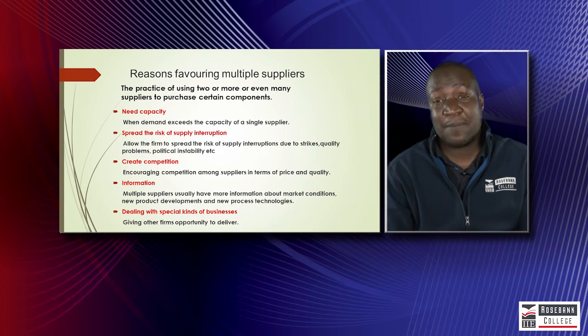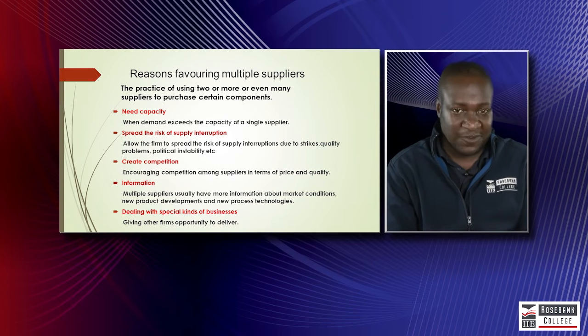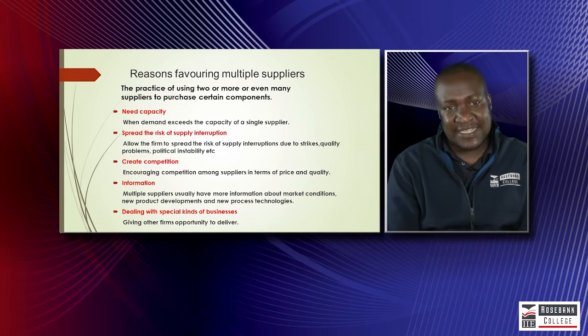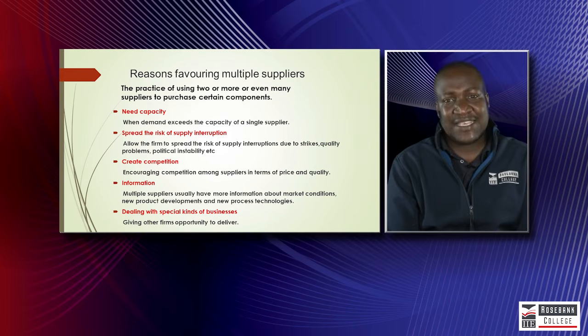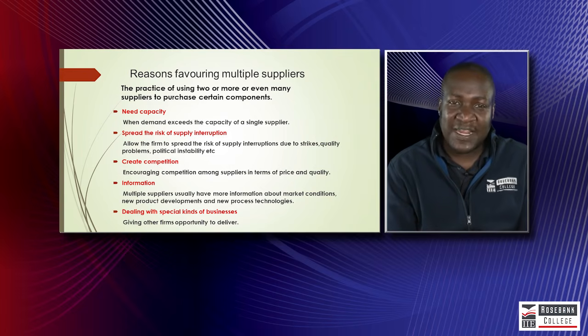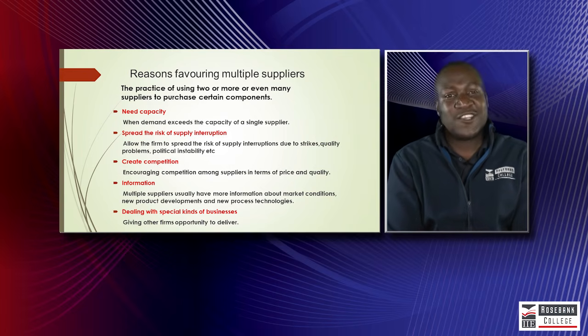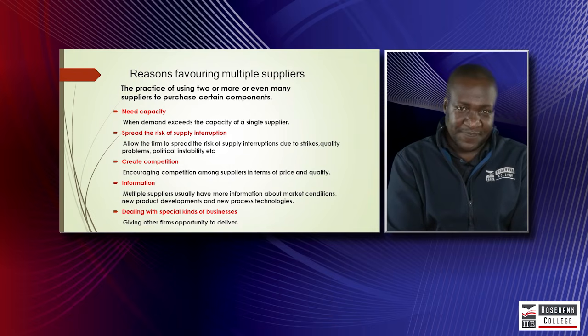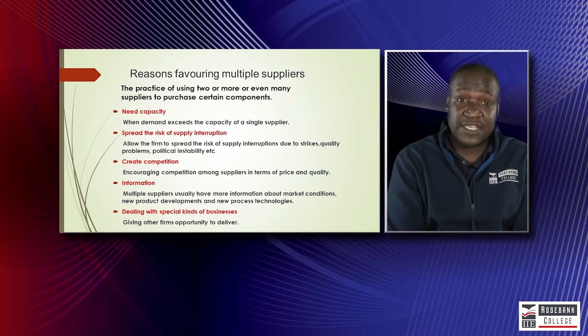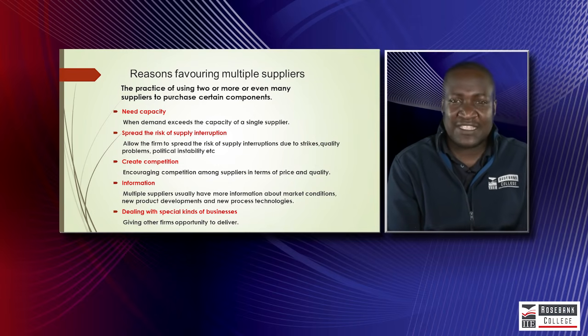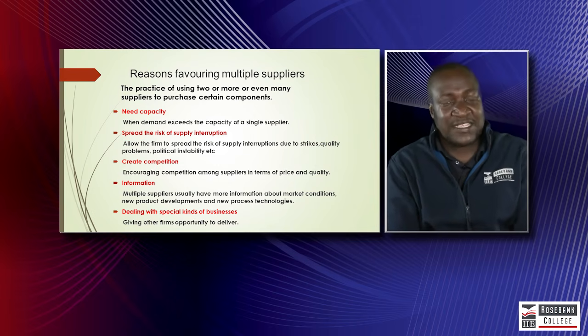There are issues to do with capacity, when demand exceeds the capacity of a single supplier. There's also an issue to do with spreading the risk. In this case, we are allowing the firm to spread the risk of supply interruptions due to strikes, quality problems, or maybe political instability. Another issue is competition, where you are encouraging competition among suppliers in terms of price and quality.